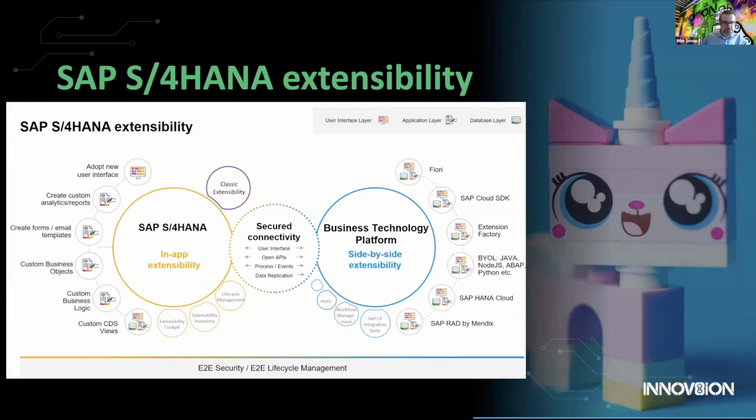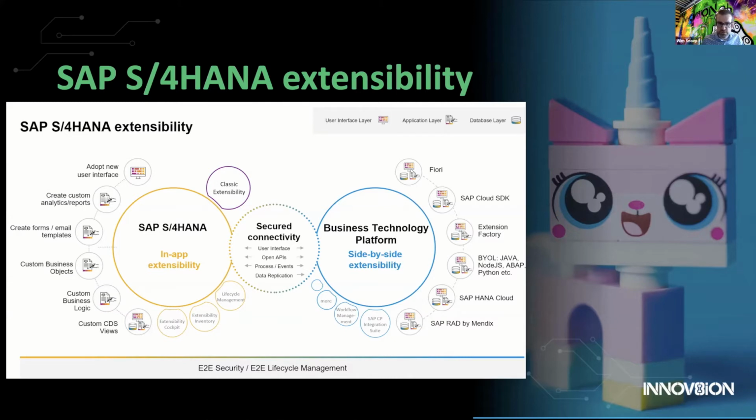But the overall picture is like this, right? You have your S4, and you have the business technology platform, the renamed name indeed, which you can use for side-by-side extensibility, using the Cloud SDK, maybe using Fiori apps over there, using HANA Cloud, Mendix to actually make further functionality, which is a side-by-side extension for your S4.